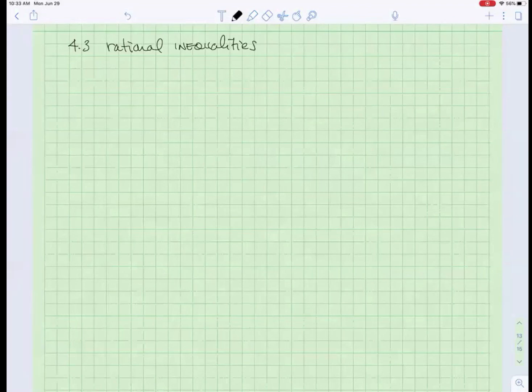Section 4.3 is on rational inequalities. We're talking about taking a rational function, r of x, and determining when it is greater than or equal to 0, or when that rational function is strictly greater than 0. And then, of course, any of the other two possibilities. Maybe it is less than or equal to 0, or r of x is less than 0. And so the guidelines are pretty straightforward in this section.